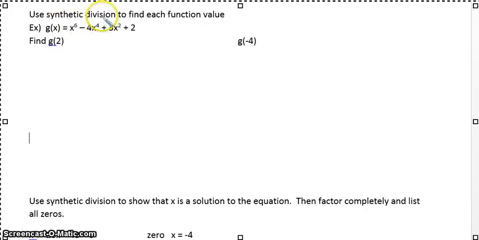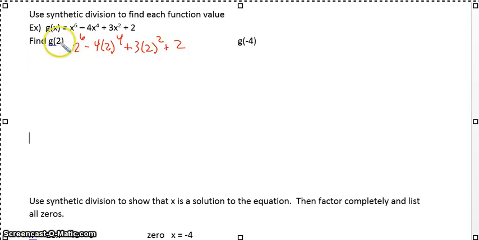Another use for synthetic division is using it to figure out the value. If I know what x is, I can find what g of x is. So if I know that x is equal to 2, I can use synthetic division to figure out what g of x is. In the past, if I told you to find g of 2, you would do 2 to the 6th power minus 4 times 2 to the 4th power plus 3 times 2 squared plus 2. And that would certainly give you the right answer. But again, I want to show you how to use synthetic division to get this same result.